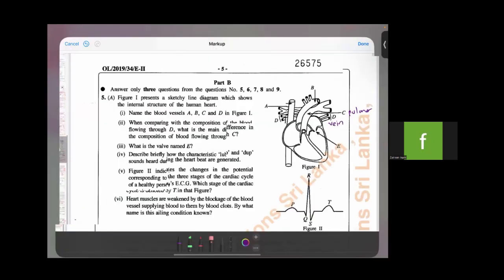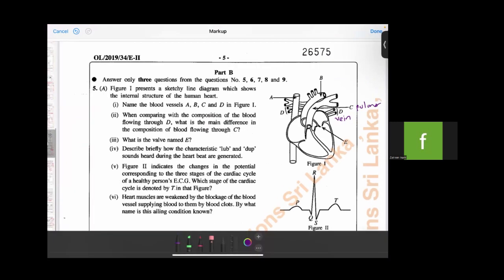Right. Next, what is the valve named E? Where's E here? Bicuspid valve. Yeah, it's on the left side, so it's the bicuspid valve. Very good. Describe briefly how the characteristic lub and dub sounds are heard during the heartbeat. So when you hear lub, it is heard when the bicuspid and tricuspid valves close. Good. What about dub? It is heard when the semilunar valves close.